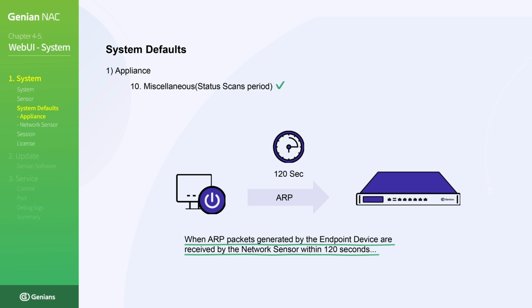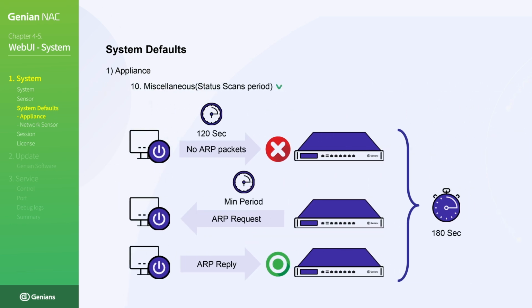In the node status check process, the second criterion for determining a node's status as up is as follows. If no ARP packet is received from the device to the network sensor within the first 120 seconds, the network sensor sends ARP requests according to the status scans period option. If a response to the network sensor's ARP request is received within 180 seconds, the network sensor maintains the node's status as up.